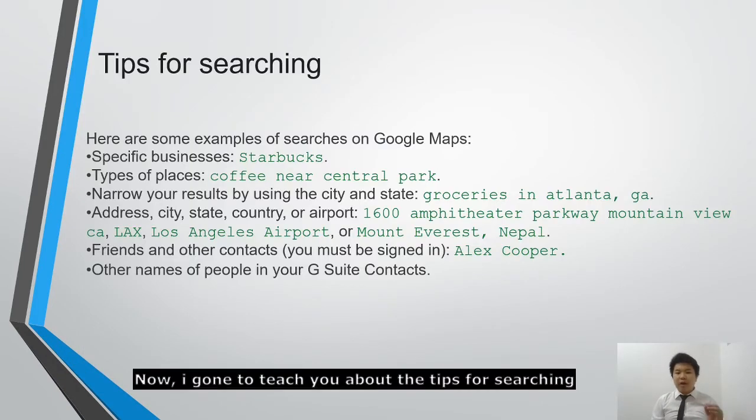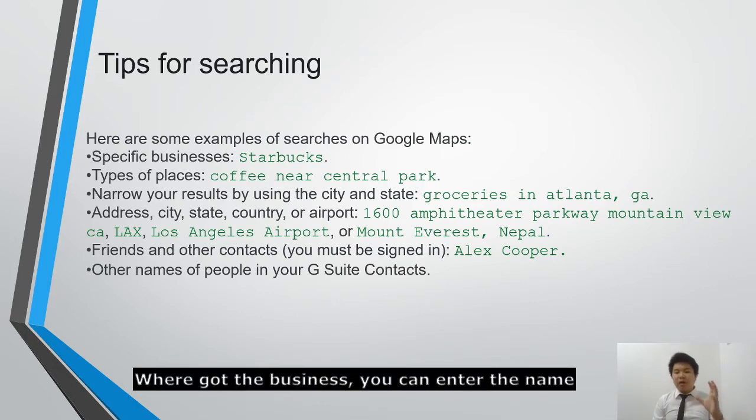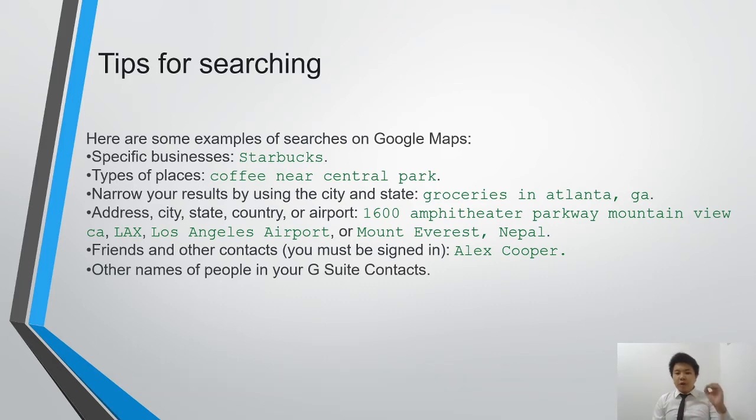Okay, now I will teach you some tips for searching. Here are some examples of searching on Google Maps. For a specific business such as Starbucks, McDonald's or KFC, if you love it but you don't know where the business is, you can enter the name. Then Google Maps will display the business around you.